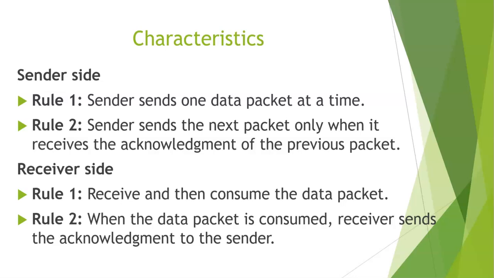The next is characteristics. There are some rules that need to be followed from the sender side as well as from the receiver side. Rule number 1 from the sender side is that the sender needs to send only one data packet at a time. Rule number 2 is the sender needs to send the next packet only after receiving an acknowledgement of the previous packet. Rule number 1 from the receiver side is the receiver needs to receive and then consume the data packet. Rule number 2 is when the data packet is consumed, the receiver sends the acknowledgement to the sender.